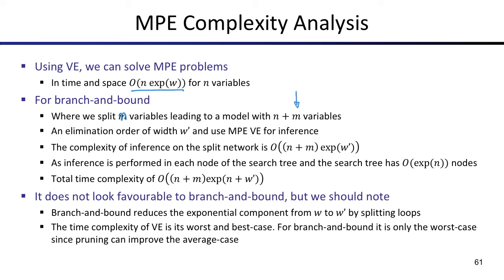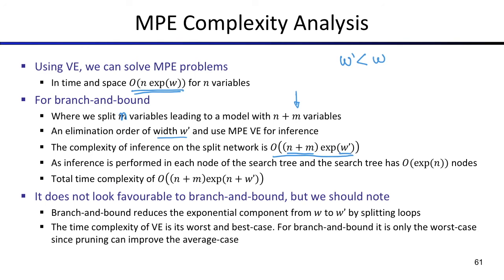But we expect to have a new elimination order with a smaller width, which we call W prime. W prime should be smaller than W, because we are eliminating the loops. So the complexity of inference in the split network is basically the same thing, because we are using the MPE-VE to make inference in this split network, but now we have n plus m variables, and we expect a smaller width, W prime.